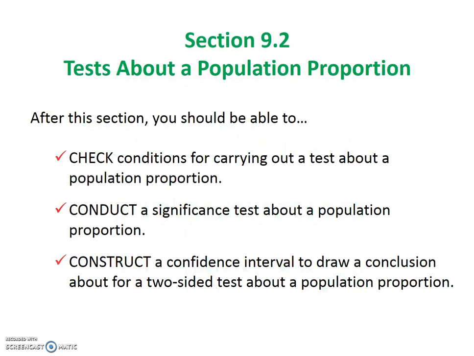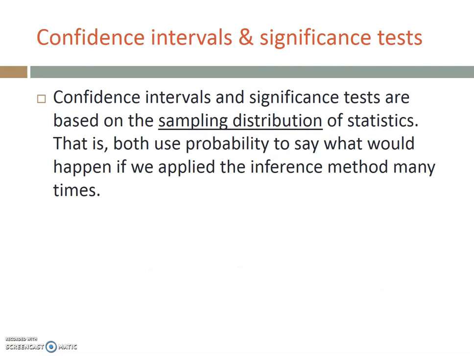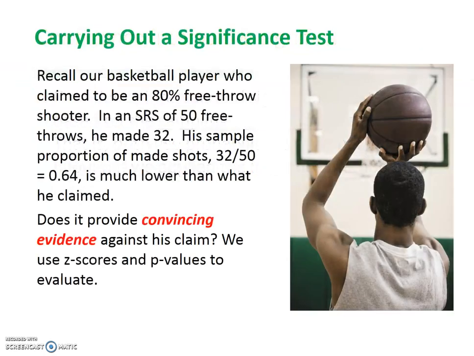By the end of this section, you should be able to check your conditions for carrying out a test about the population proportion. You should be able to conduct a significance test about a population proportion and also construct a confidence interval to draw conclusions about a two-sided test for a population proportion. Now, confidence intervals and significance tests are both based on the sampling distribution of statistics. We learned all about that in Chapter 7. So both use probability to say what would happen if we applied the inference method many times.